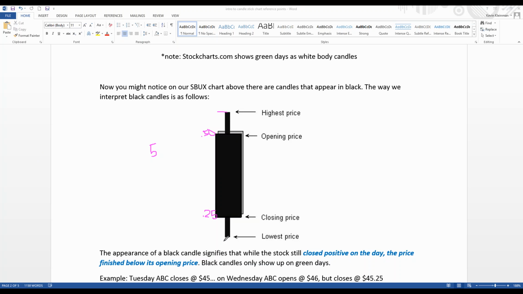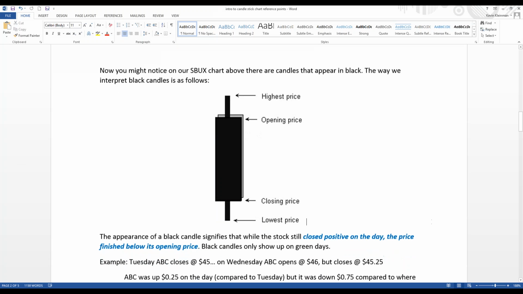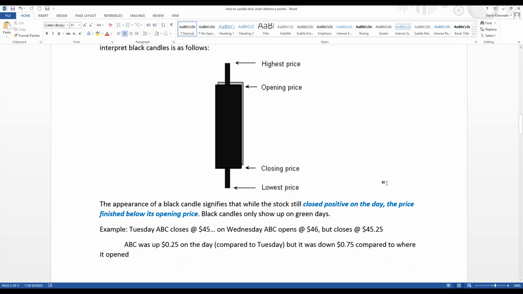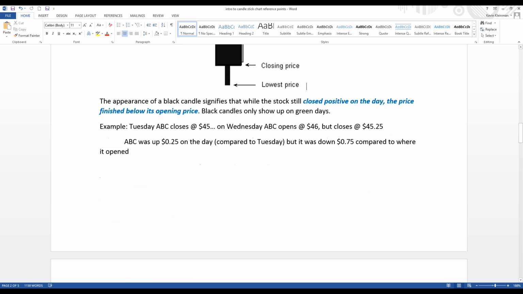So, and then the high and the low is just the same thing as it is. So while we actually were up on the day compared to the previous day, we closed beneath the opening price. So to read an example, say on Tuesday ABC closes at 45. On Wednesday ABC opens at 46 but closes at 45.25. Now compared to Tuesday, ABC was up 25 cents on the day, but compared to where it opened, it was actually down 75 cents. And again, anytime this happens, it will show up in a black candle or whatever default color your platform is using.